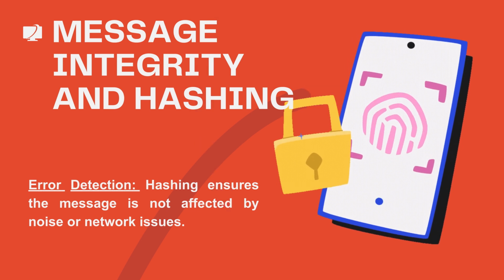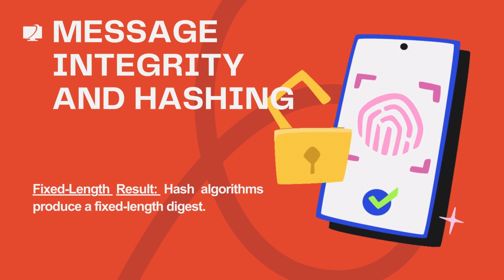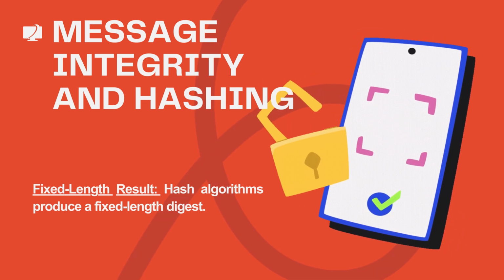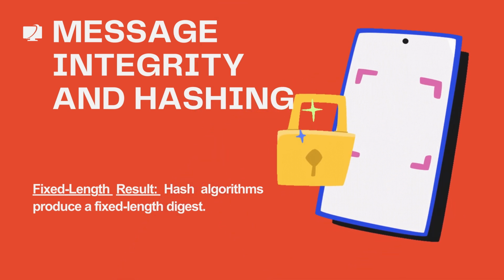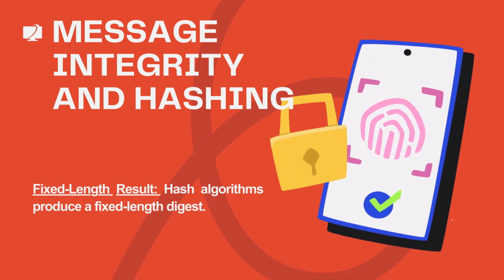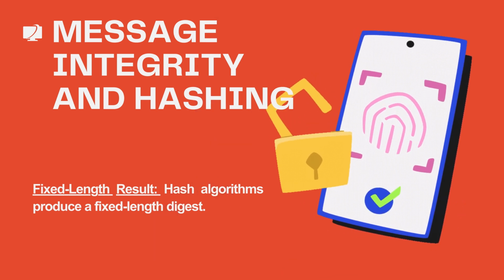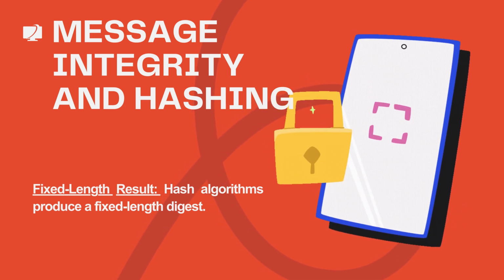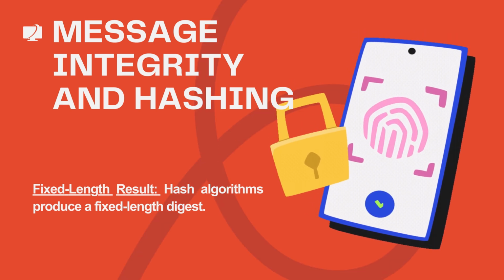2. Fixed length result, same size every time. Here's something cool. No matter if you hash a tiny tweet or an entire book, the hash is always the same size. This makes hashing super efficient and reliable for checking data integrity. So, hashing helps make sure that what you send is exactly what gets received. No surprises, no changes. But wait, what kinds of hashing algorithms are there? Stick around, because we are about to explore the types of hashing algorithms that keep your data safe.